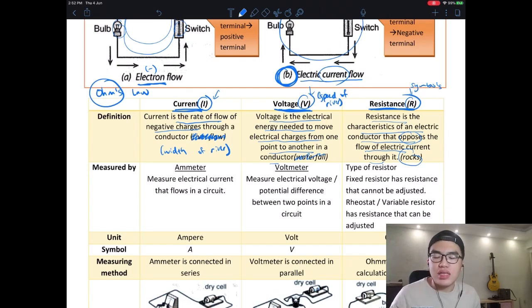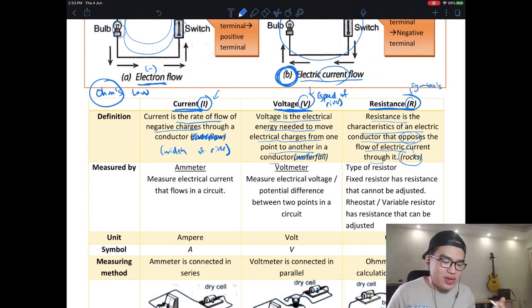I want to tell you this. Every conductor has resistance. Normally we use the one with the least resistance. The less the resistance, the better. Because if my wire has a lot of resistance, there's a lot of electricity wasted. You get what I mean? Because all my flow is blocked by the stone. So the river is very wasteful. I don't get water, which we don't want most of the time.